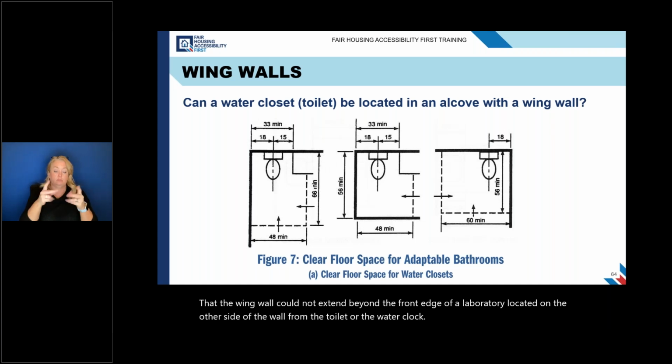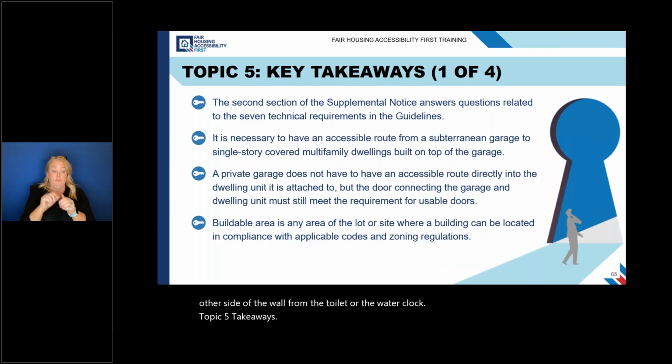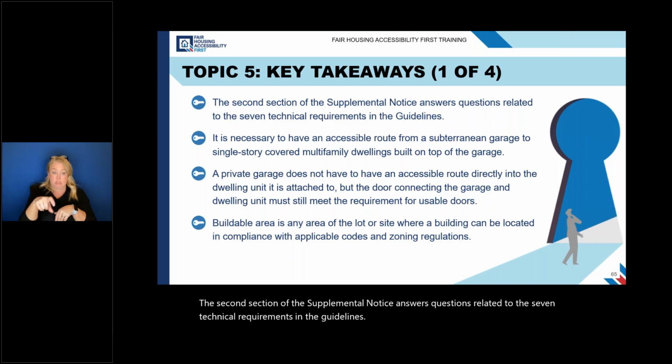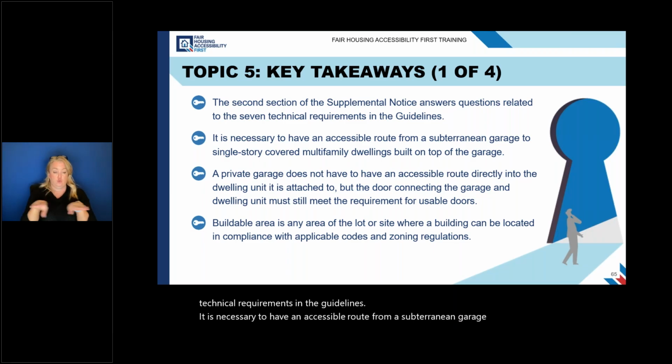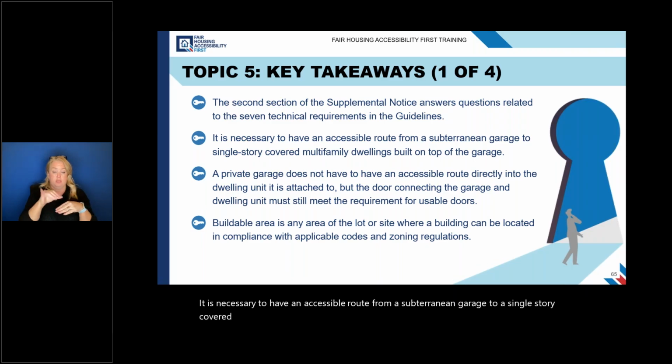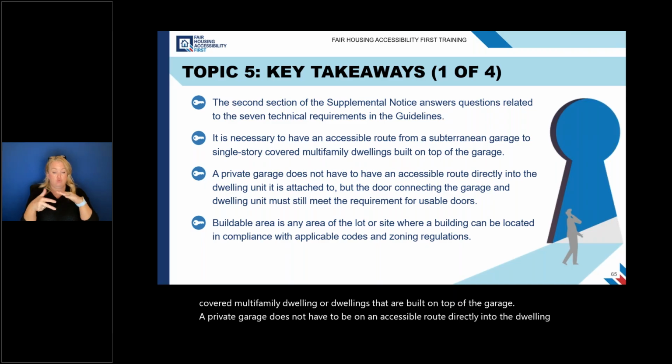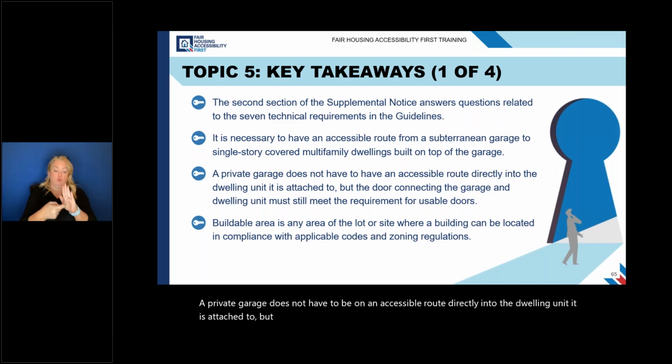Topic 5, key takeaways. The second section of the supplemental notice answers questions related to the 7 technical requirements in the guidelines. It is necessary to have an accessible route from a subterranean garage to a single-story covered multifamily dwelling or dwellings that are built on top of the garage. A private garage does not have to be on an accessible route directly into the dwelling unit it is attached to, but the door connecting the garage and dwelling unit must still meet the requirement for usable doors.